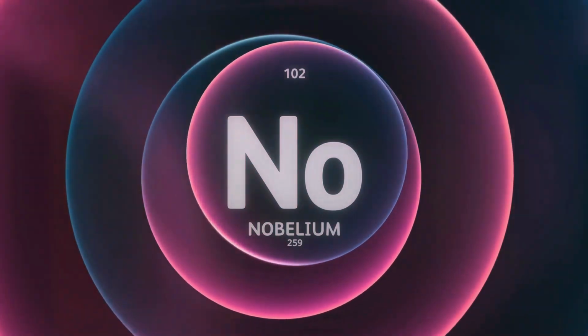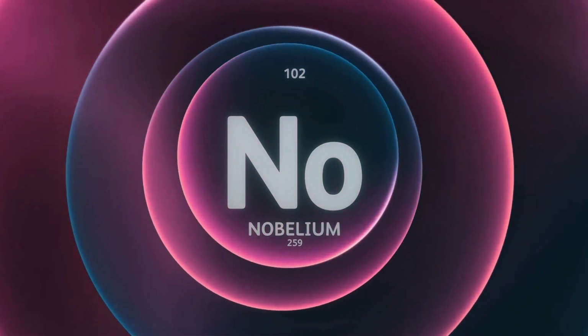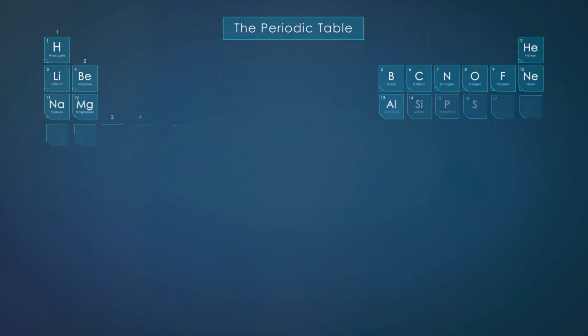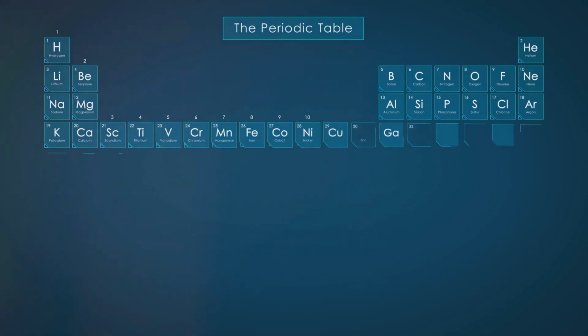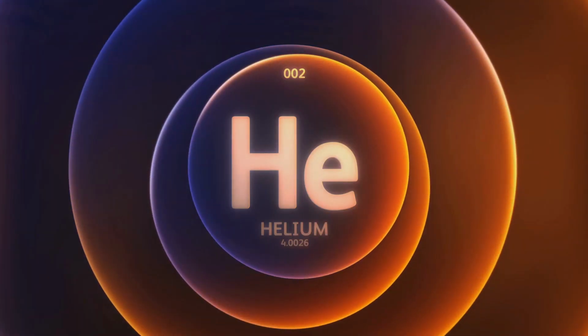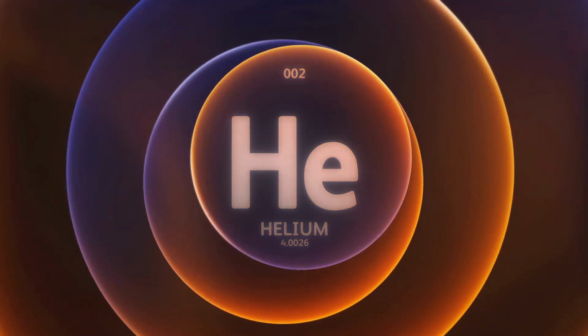These elements, found in group 18, are the introverts of the periodic table. They've got full outer shells, which means they're perfectly happy on their own. This lack of reactivity makes them incredibly stable. But don't let their aloofness fool you. Noble gases have their uses too.